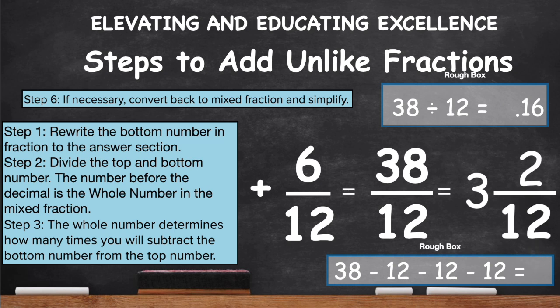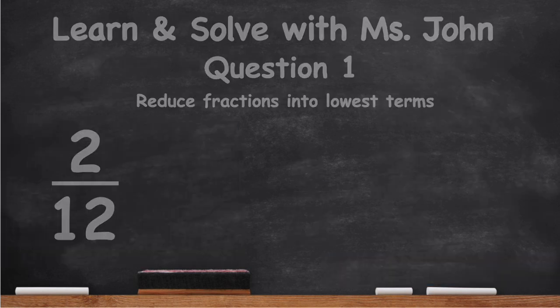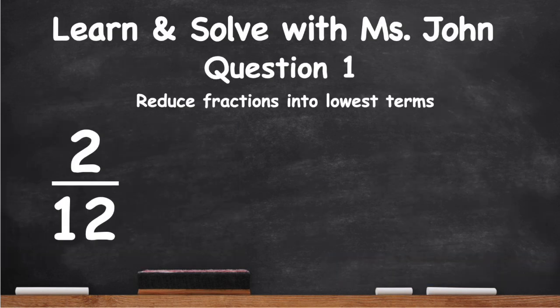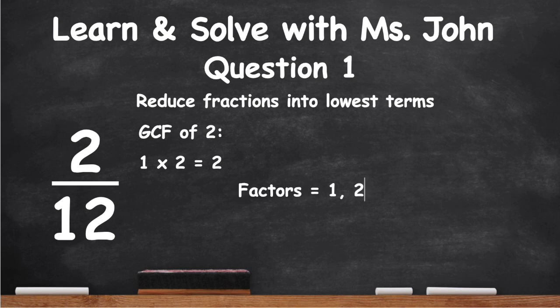So now we're still not done. We're going to reduce this fraction. So how you reduce this fraction is you find the GCF of 2 and 12. So let's find the factors of 2. Remember, what times what equals 2. So 1 times 2 equals 2, and that's about it. So the factors are 1 and 2.